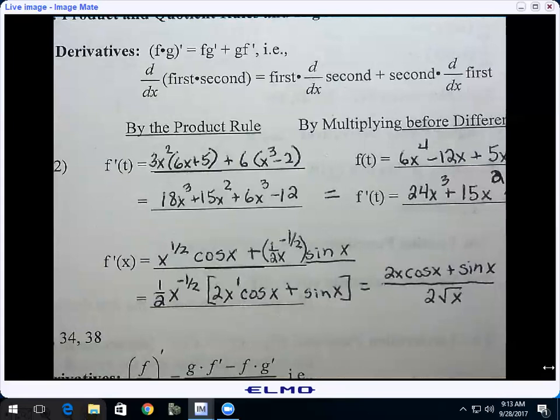All right, any questions? Let's do some from the book because we need some more practice at this.